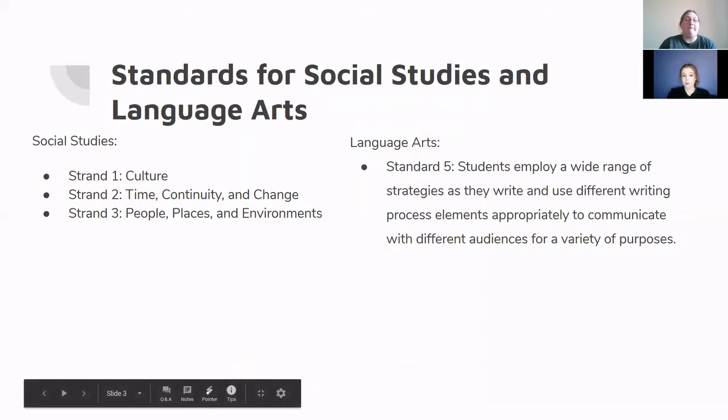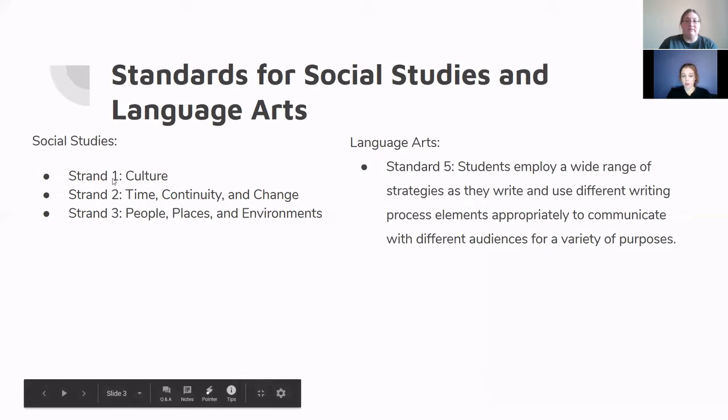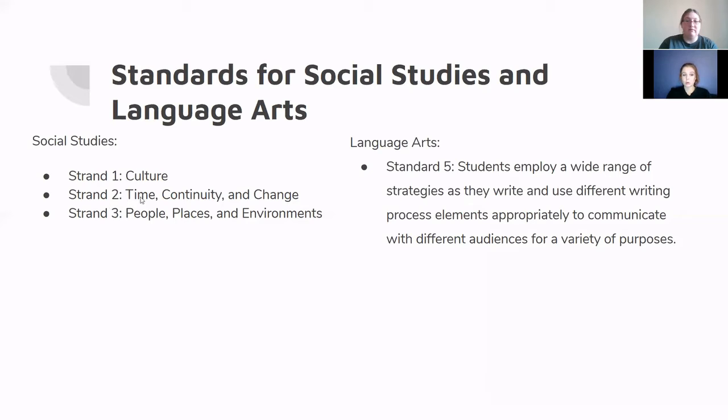So some of the standards for social studies and language arts that systematic artifact investigation satisfies: on the social studies side, it satisfies strand 1, which is culture, strand 2, which is time, continuity, and change, and strand 3 is people, places, and environments. And then on the other side, with language arts, it satisfies standard 5, which is students employ a wide range of strategies as they write and use different writing process elements appropriately to communicate with different audiences for a variety of purposes.